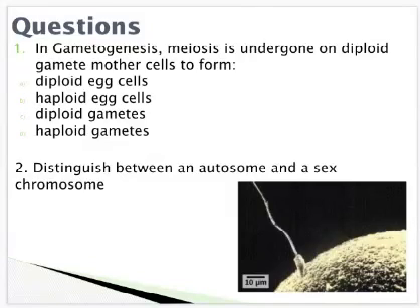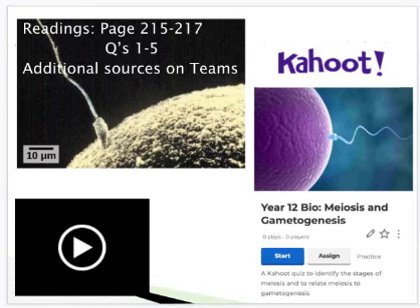For the next question, distinguish between an autosome and a sex chromosome. Well, an autosome is a chromosome that is not sex determining, and sex chromosomes carry the information that determines the sex of the individual.